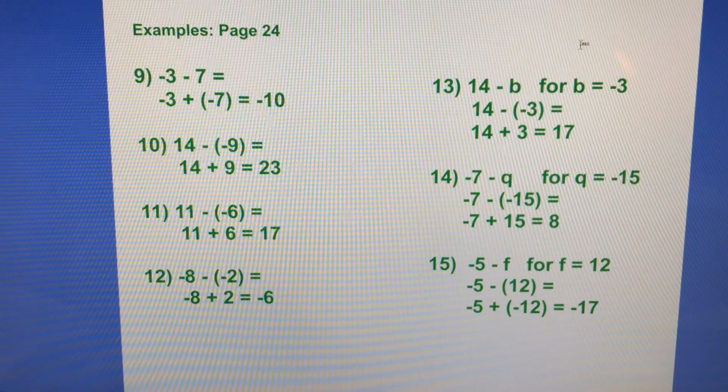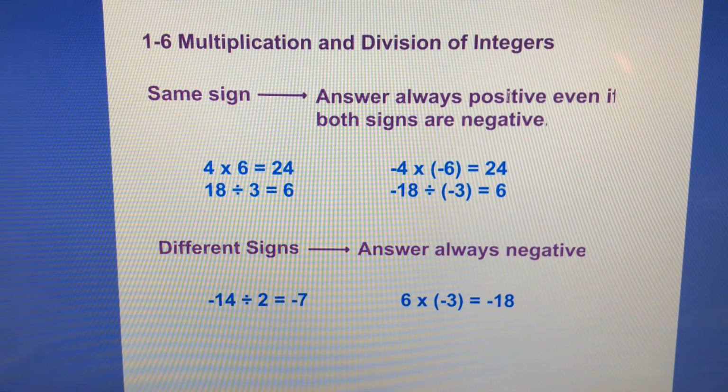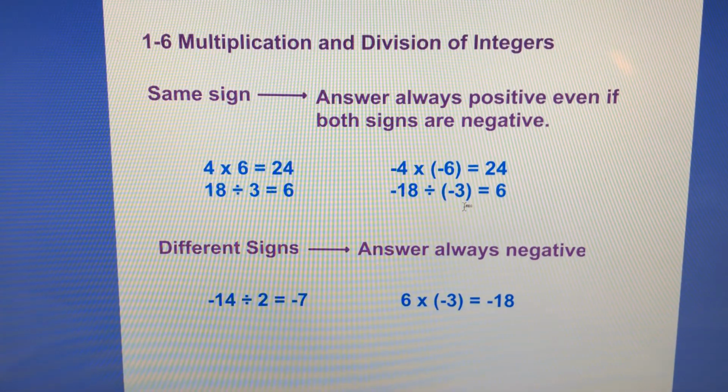Okay, let's move on to multiplication and division. This I find the easiest, multiplication and division. In multiplication and division, if you have the same sign, whether it be two positives or two negatives, your answer is always positive, even if your two digits were negatives.